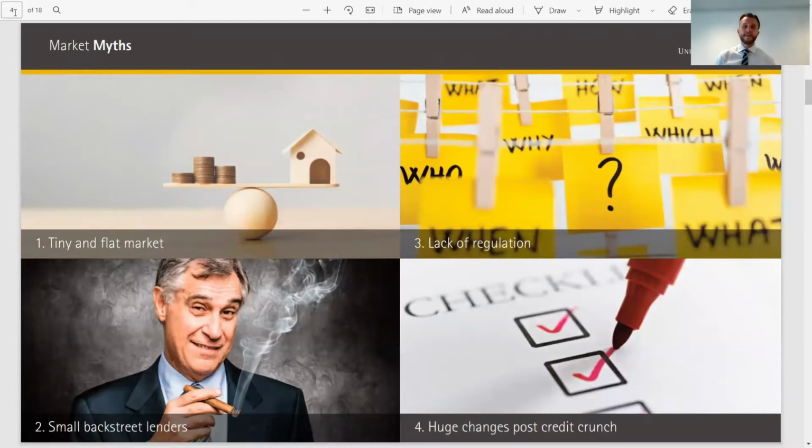So starting off with some of the market myths, a lot of people would say this is a tiny and flat market, and let's be honest, it peaked at 115 million just pre-COVID, down from the height back in 2008 of 400 million. So it is a relatively small market, but it is also growing. There's a lot of bad press that second charges get associated with that pre-2008 market. So things like self-cert, high adverse credit, 125% lending, populated by small backstreet lenders, that sort of thing. And the reality is that just isn't the case anymore.